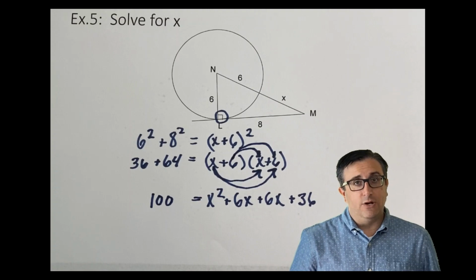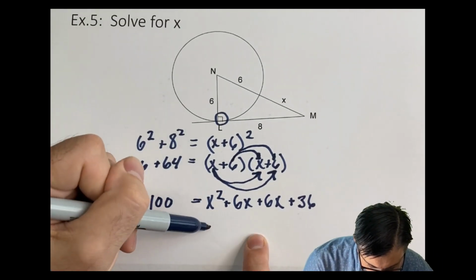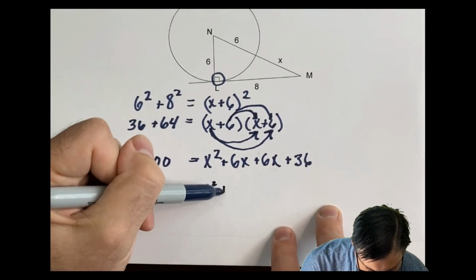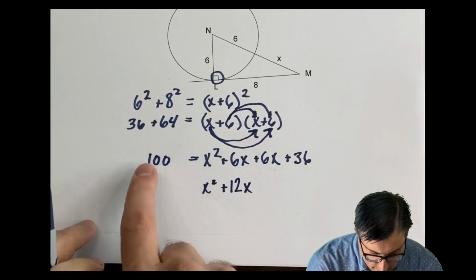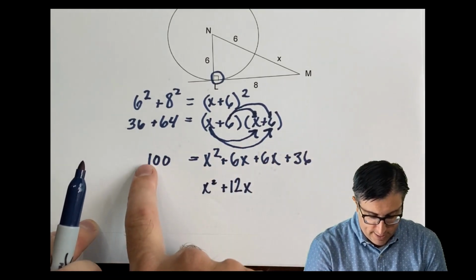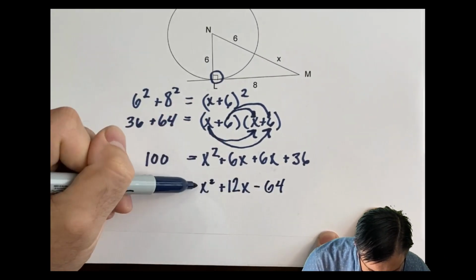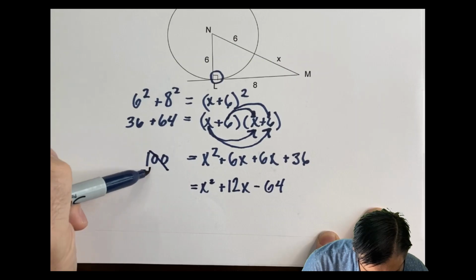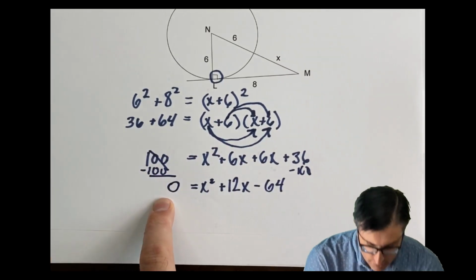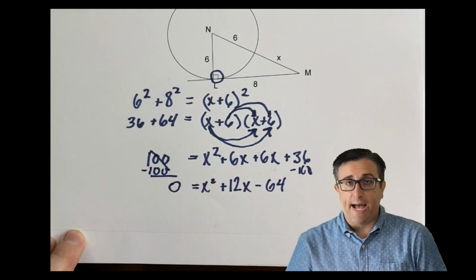I now have a messy equation that I want to start cleaning up. X squared stays x squared. 6x plus 6x is 12x. And I'm going to slide this 100 over to the other side by subtracting. 36 minus 100 is negative 64. And when I slid that 100 over by subtracting, I'm left with 0 on this side. Well, now that helps me because now I can factor.